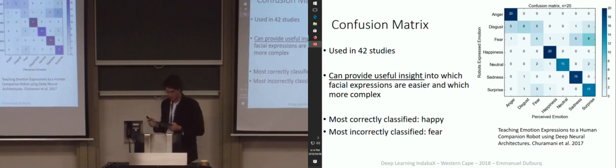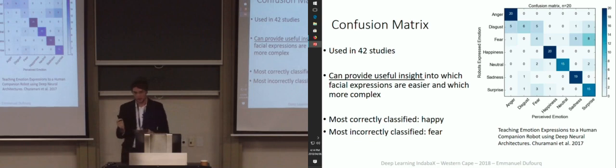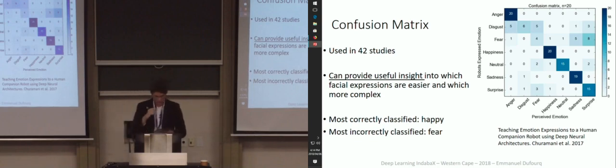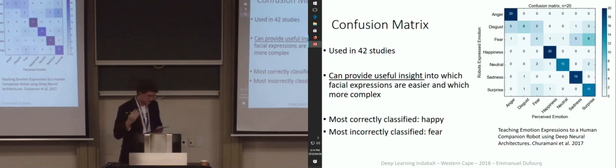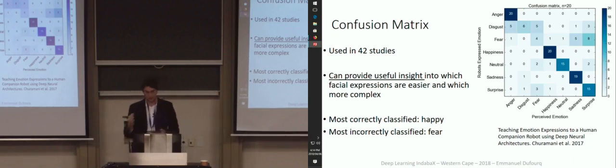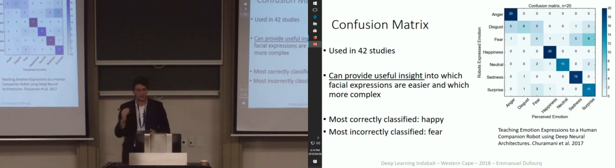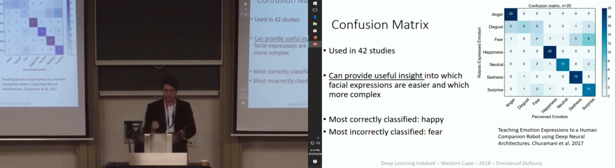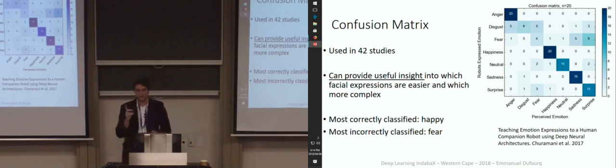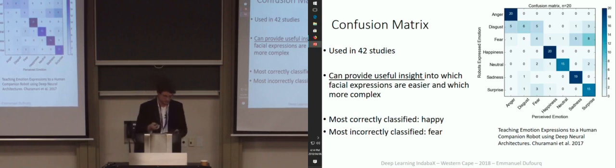Confusion matrix was used in 42 studies, and I like this because it can provide very useful insights as to what's going wrong and as to which expressions require more attention. Here, for example, you could say, okay, well, maybe I should collect more data on some of these classes that are doing very badly. Out of all the papers, happiness was classified correctly the most frequently, and the most incorrectly classified emotion was fear. This was typically classified as one of the negative classes, such as disgust or anger. So I would be curious to find out the reason behind this. Is it because of a class distribution problem, or is there very little visual saliency between these different expressions?